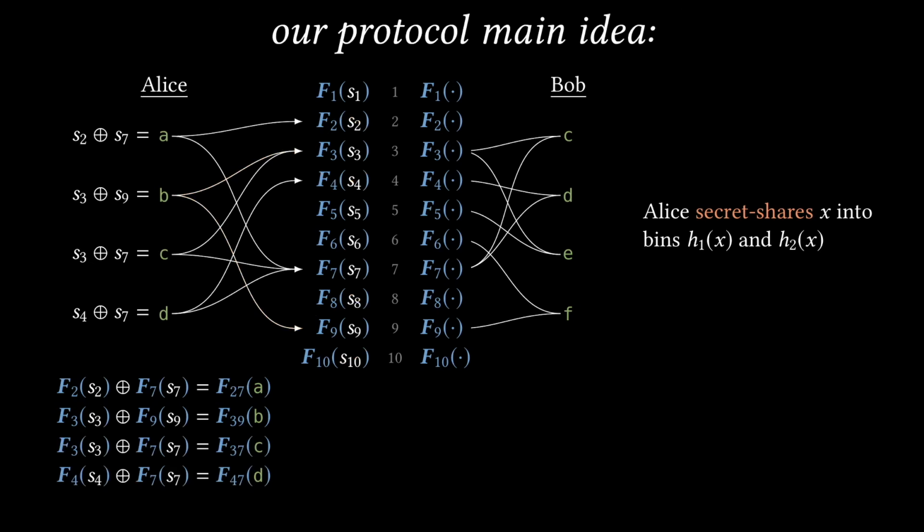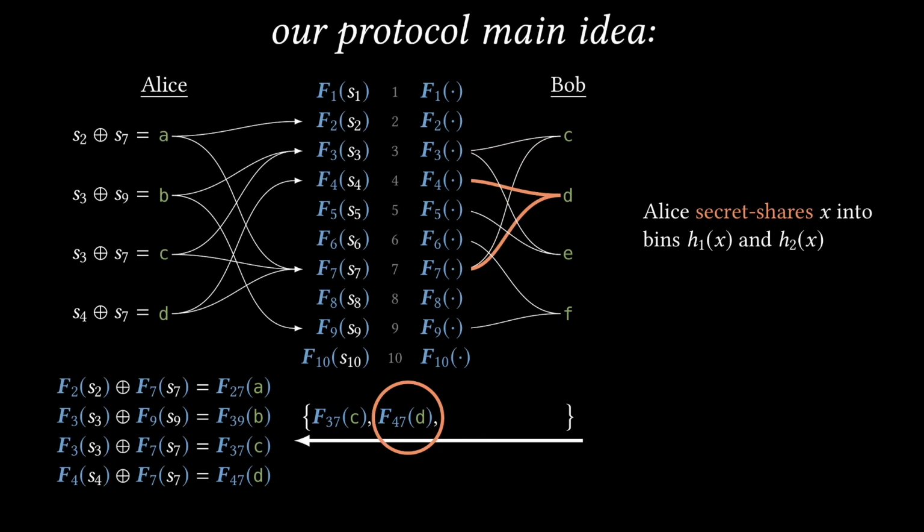Now, suppose Bob has item C, which is associated with bins 3 and 7. Recall that Bob can compute the function F37 on any input, so he simply computes F37 of C and sends it to Alice. Similarly, he has item D, which is associated with bins 4 and 7, so he can send F47 of D to Alice.